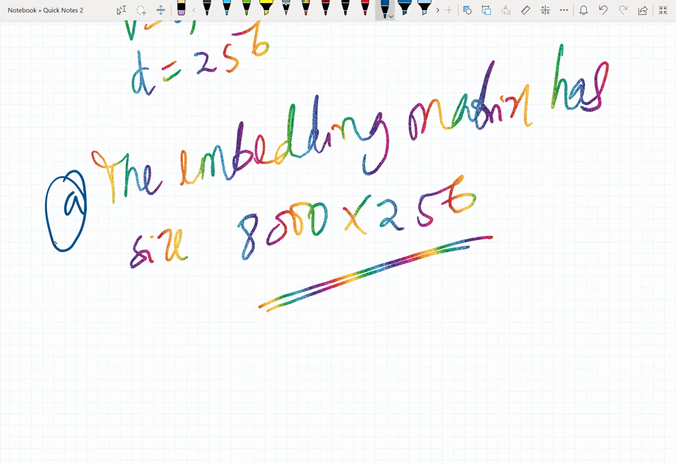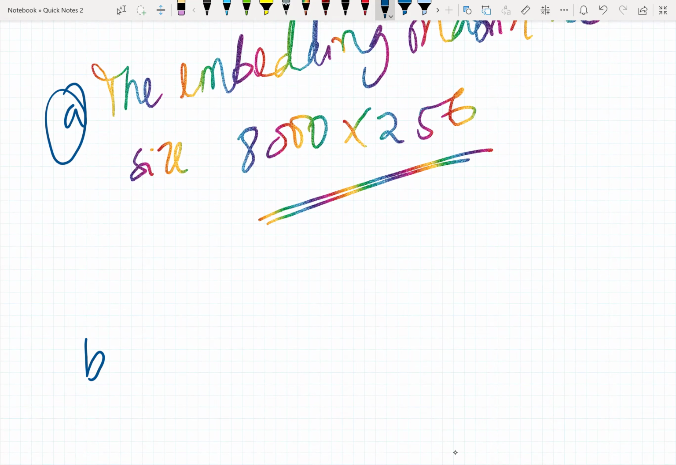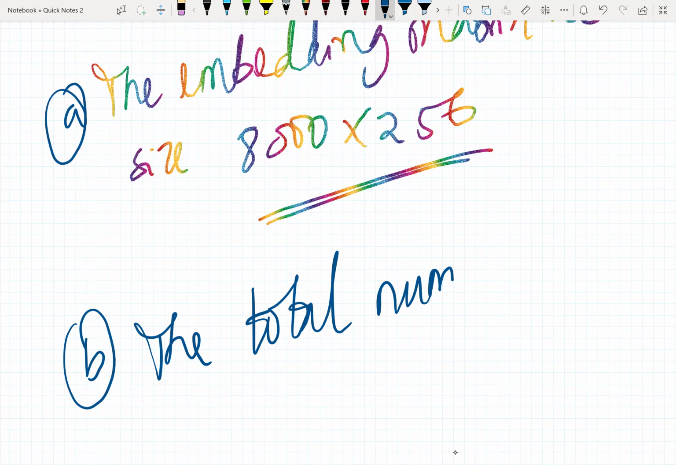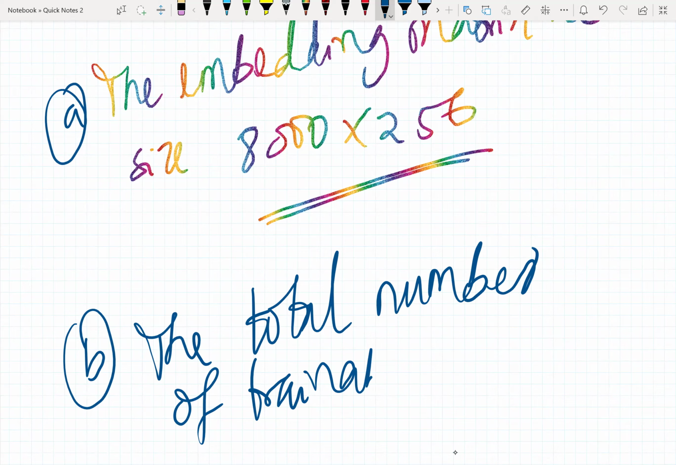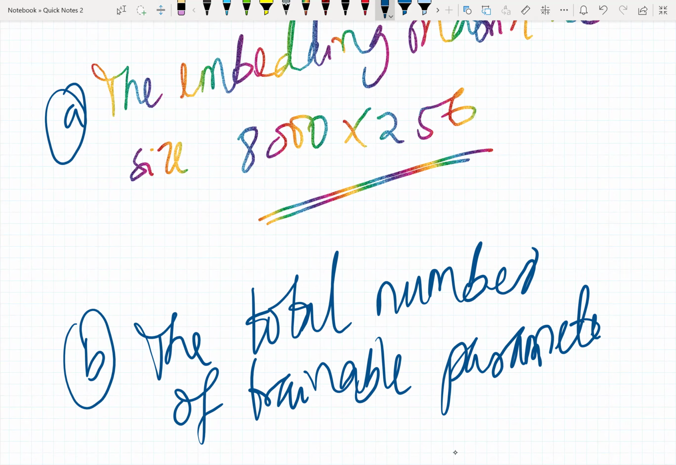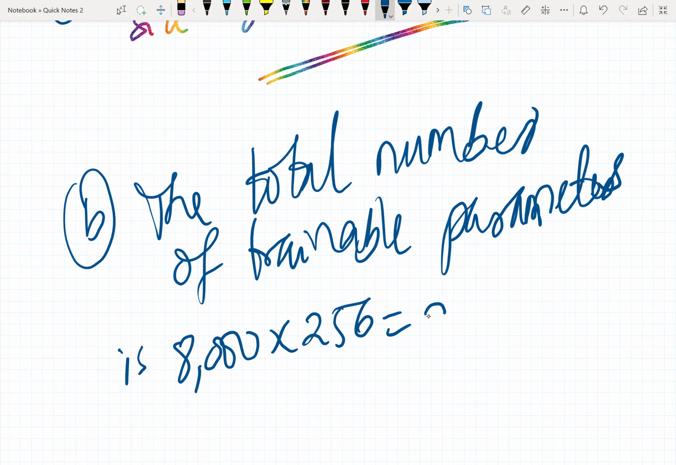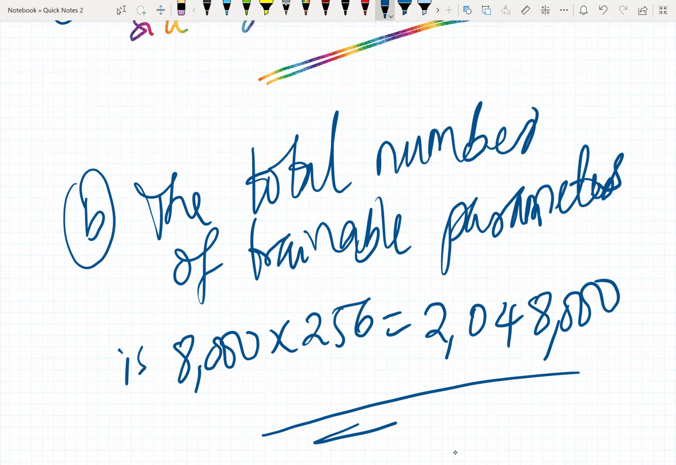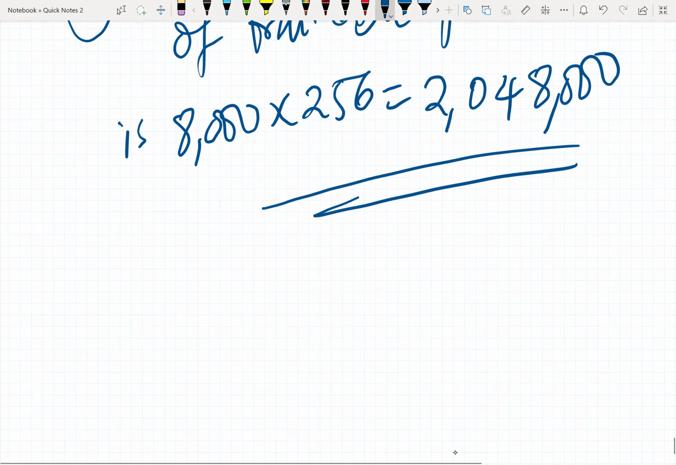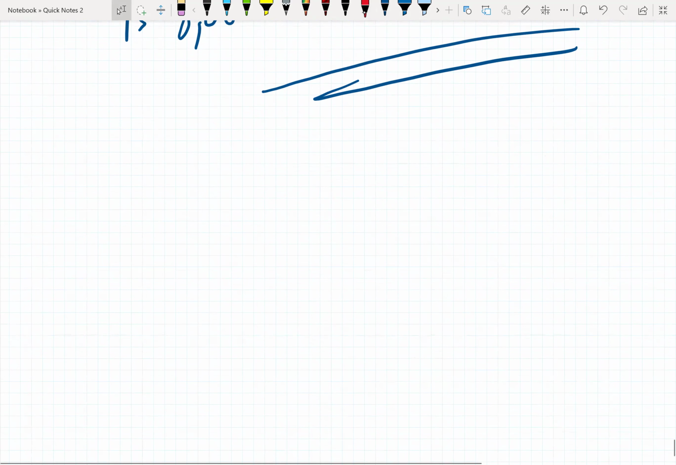Then we need the total number of trainable parameters. It is simply the same thing, 8,000 multiplied by 256, which is 2,048,000. So there are 2,048,000 trainable parameters. That's just straight to the point. So I go for problem 13 very fast.